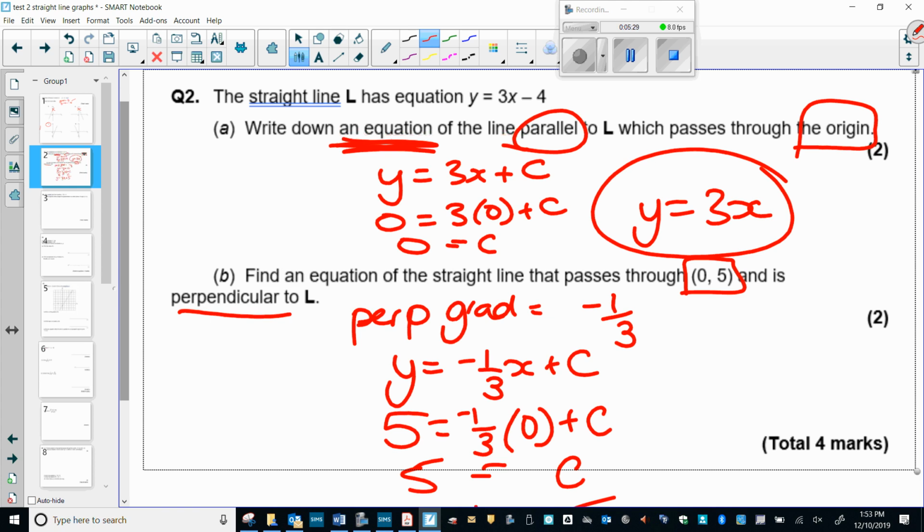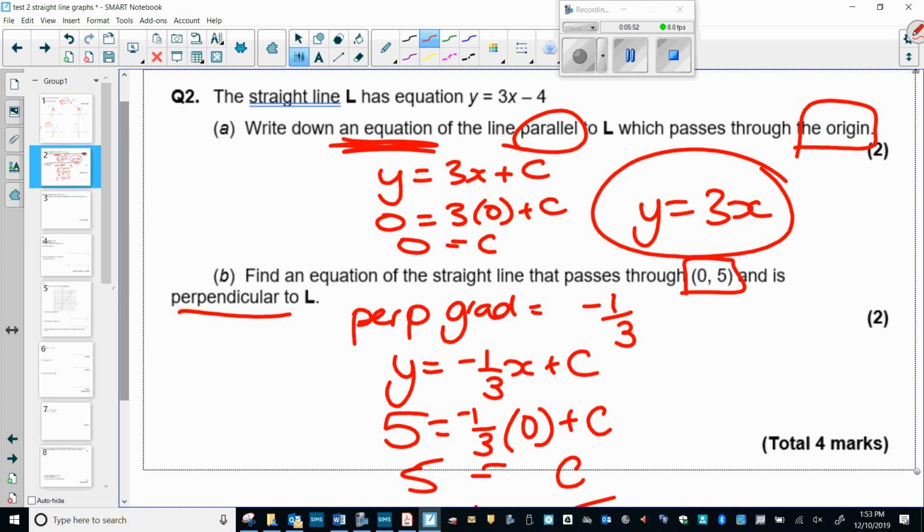So, what was the gradient of this line here? 3. How do you know that? Because you can count it. The 3 has the x next to it, yes? So what would a perpendicular gradient to that one be? Negative what? Reciprocal. Negative 3? Not negative 3, negative 1/3. Remember, it's the negative reciprocal, Hayley.